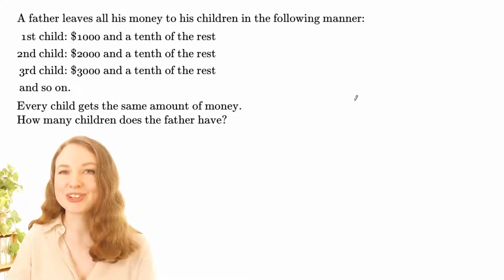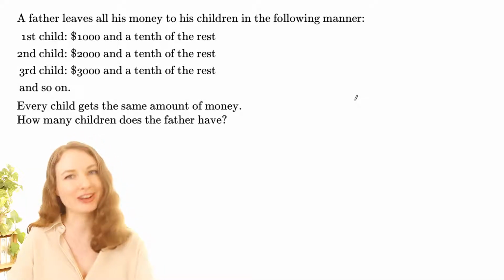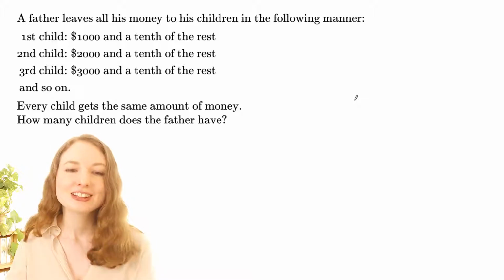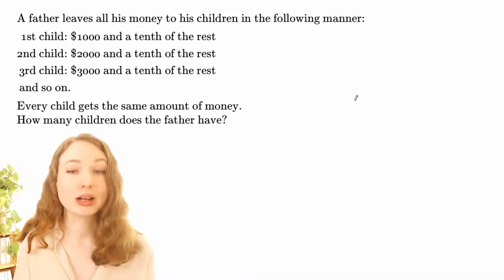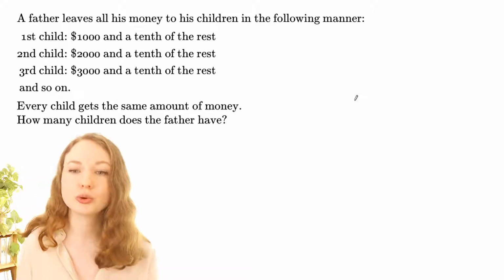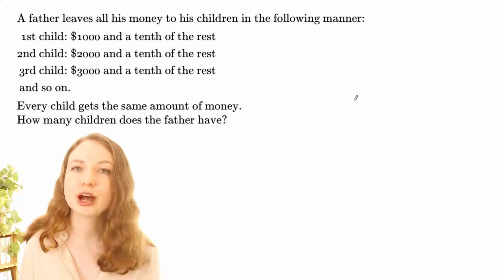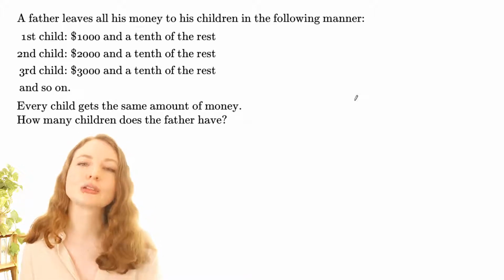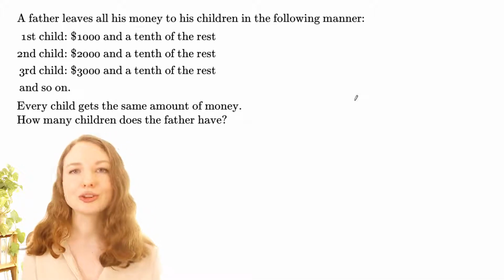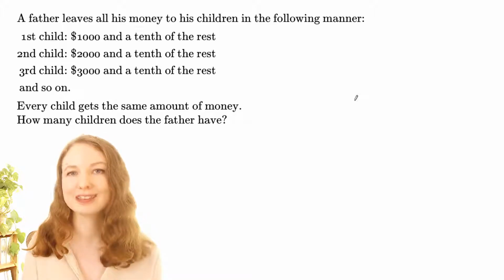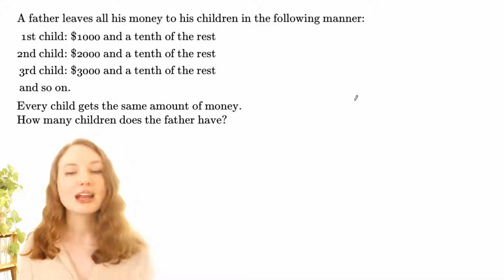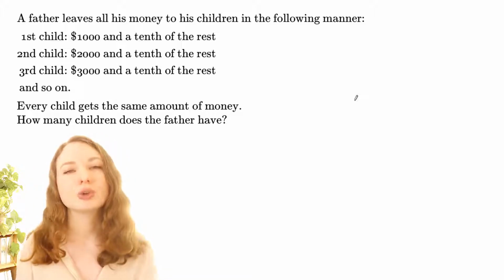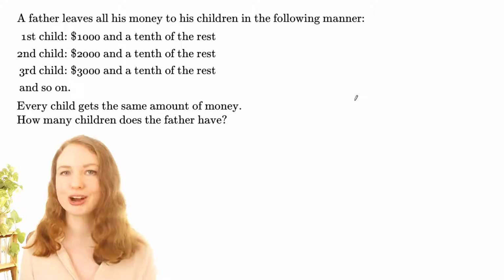The question we'll be working through today is from the 1983 competition, and only 5% of students got this one right. So the question is, in his will, a father leaves all his money to his children in the following manner. The first child gets $1,000 and a tenth of the rest, the next child gets $2,000 and a tenth of the rest, and the third child gets $3,000 and a tenth of the rest, and so on. Once this is done, all the children end up with the same amount of money. So we have to work out how many children there are.